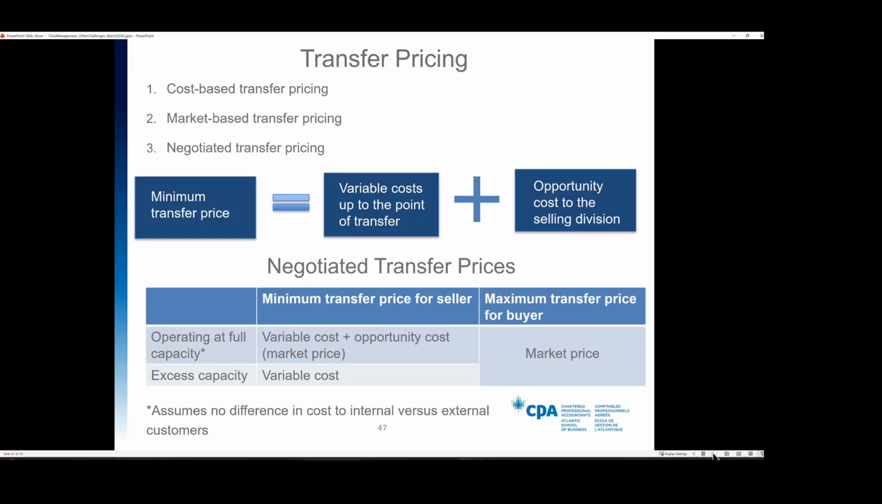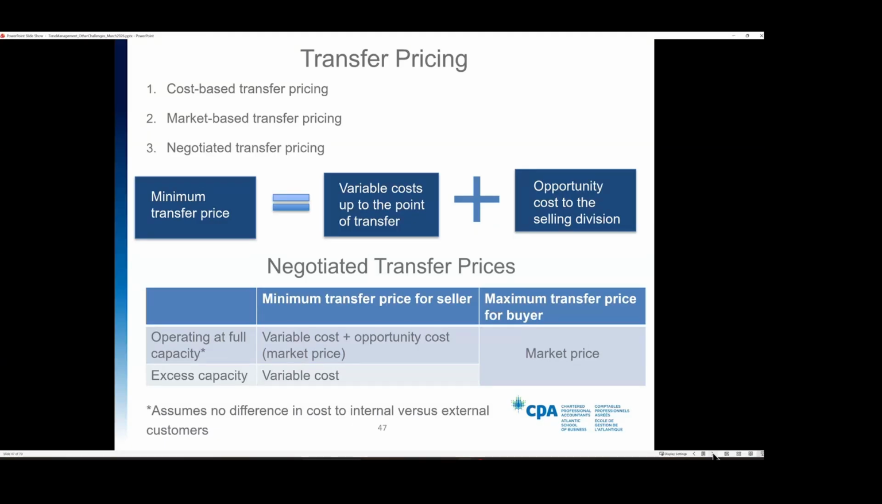Transfer pricing. Now there's 3 different options: cost-based transfer pricing, market-based, or negotiating transfer pricing. Make sure you know some general advantages and disadvantages for each of these options. When it comes to the negotiating transfer price, there's some important information you must provide to the user. What's the minimum price that one division should be transferring that product to another internal division? And what's the maximum price?